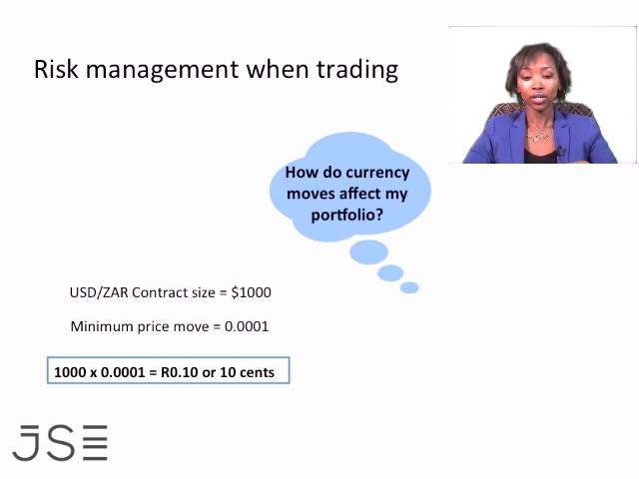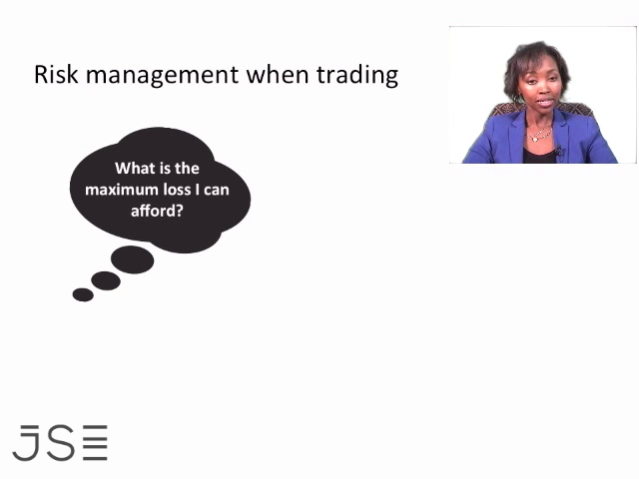So if the dollar-rand price moved by 0.0002, that would be 2 pips, which means it would affect your portfolio by 20 cents. Okay, pretty easy. So what is the maximum loss that you can afford? That's another question you need to ask yourself. What can I afford to lose?